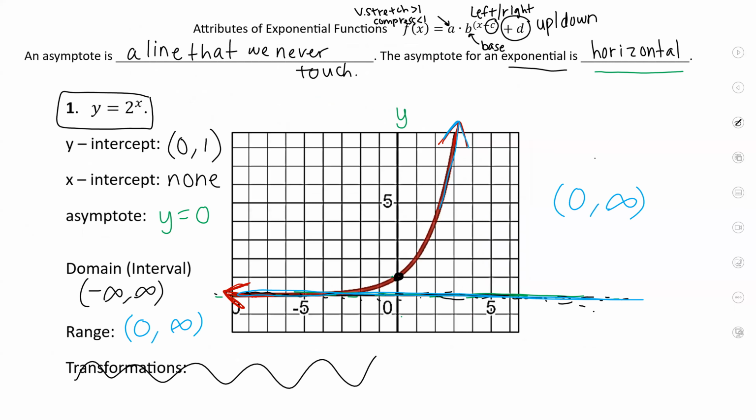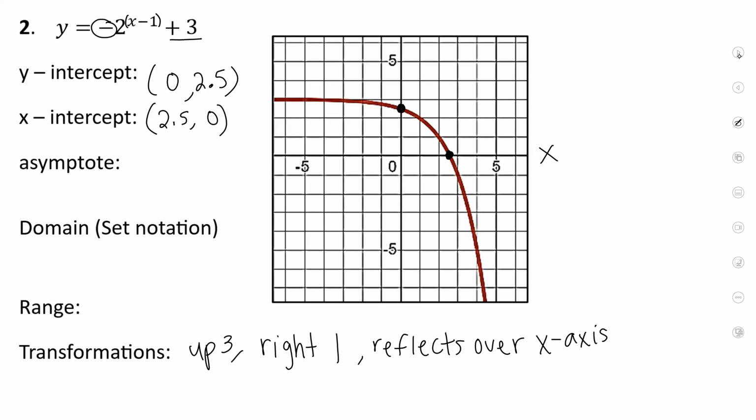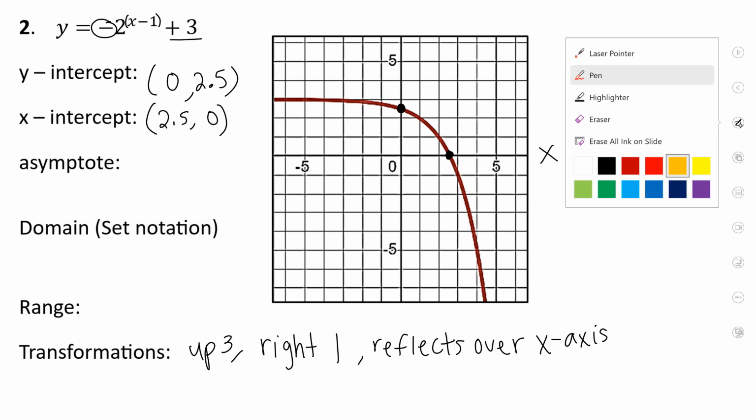Reminding you, the asymptote for an exponential is always horizontal. This is what you need to remember. The asymptote for an exponential is always horizontal. So guys, where do you think your asymptote is?